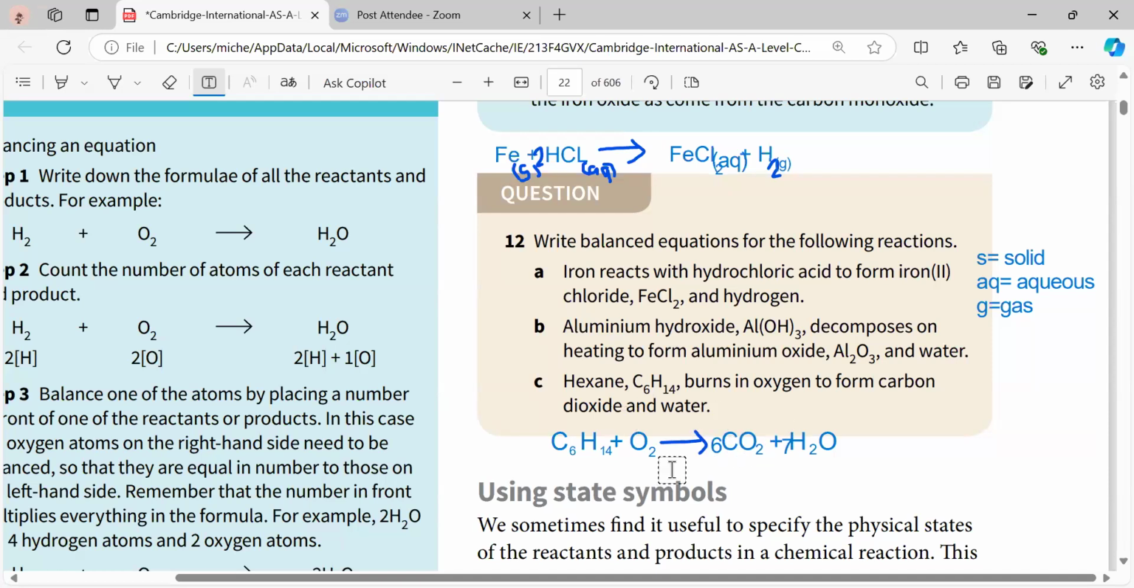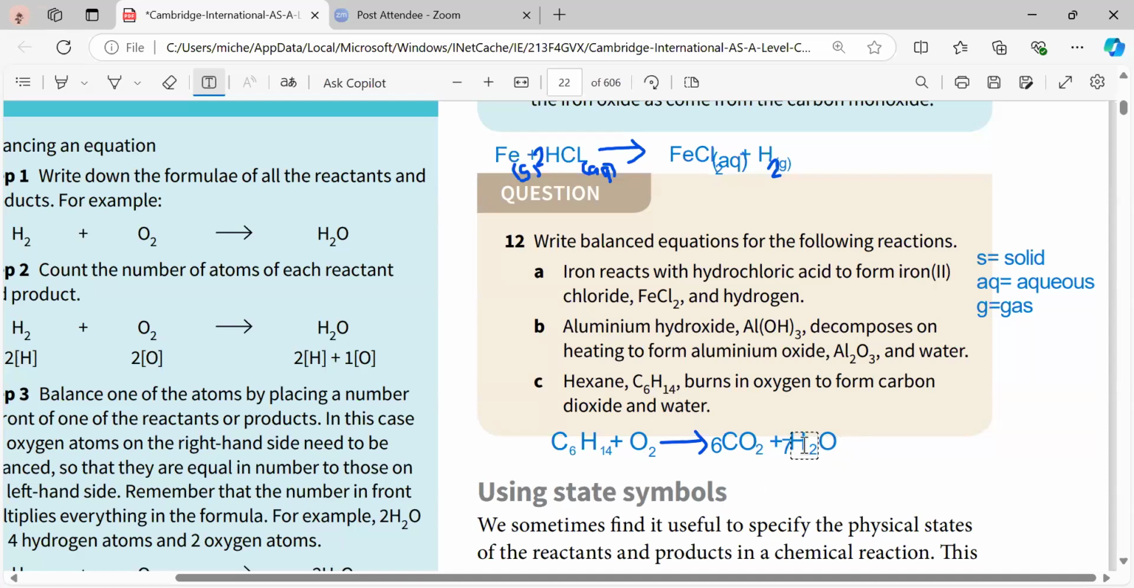Now we know that we have only 2 oxygen atoms on the left side. On the right side, we're going to count them one by one. For carbon dioxide, which is 6 CO2, we have 12 oxygens. From 6, we multiply this by the 2 right here. So that will be 12.